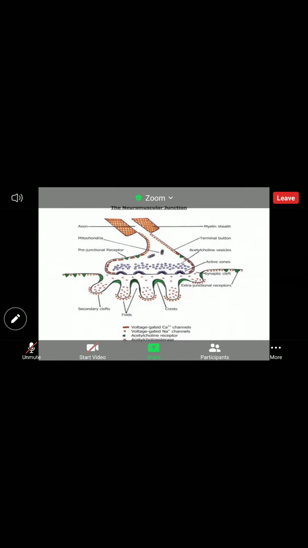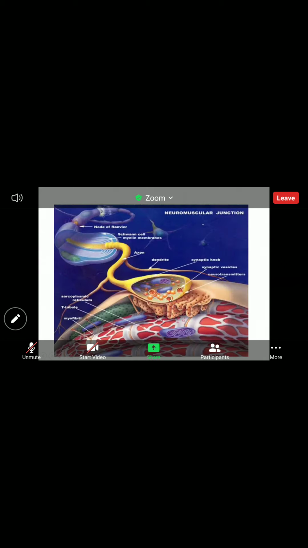I repeat again the transmission of impulse between the nerve and the muscle. Okay, so it consists of the pre-junctional membrane, synaptic cleft, and a post-junctional membrane. Okay, there is a synaptic cleft between the nerve and the muscle, and you have the muscle membrane. So when you give a threshold stimulus to the nerve and an action potential occurs, what are the changes? How does the transmission occur? We will talk now.